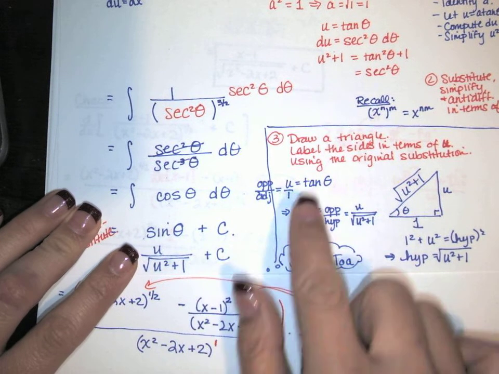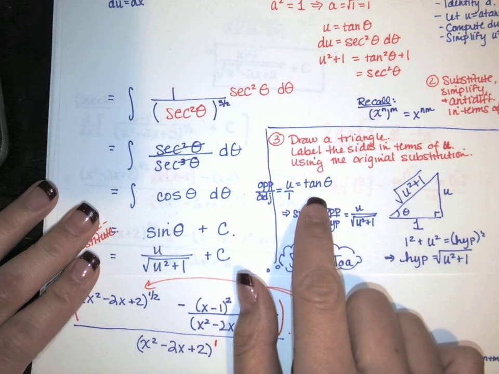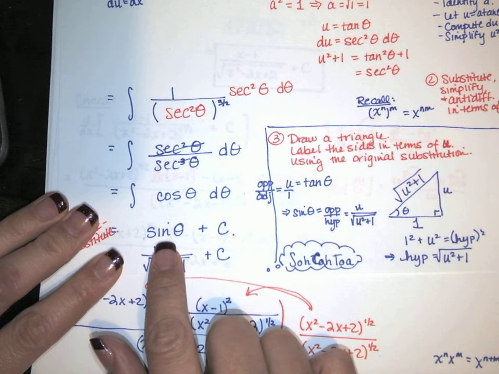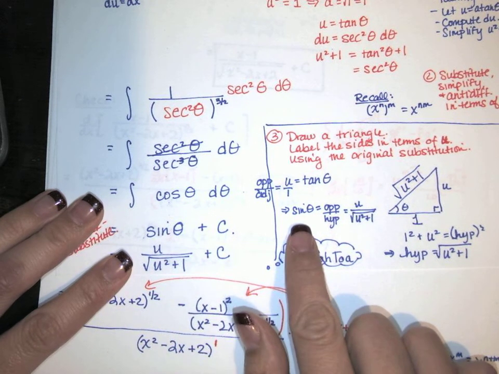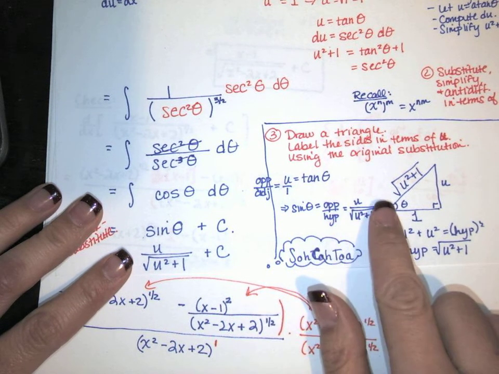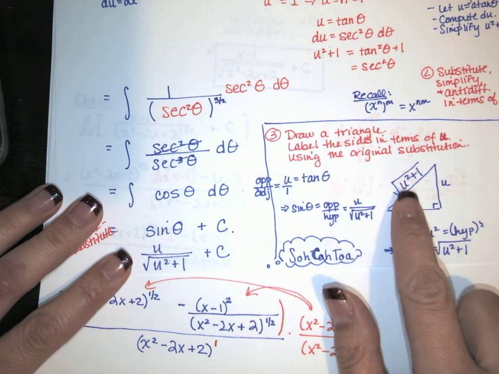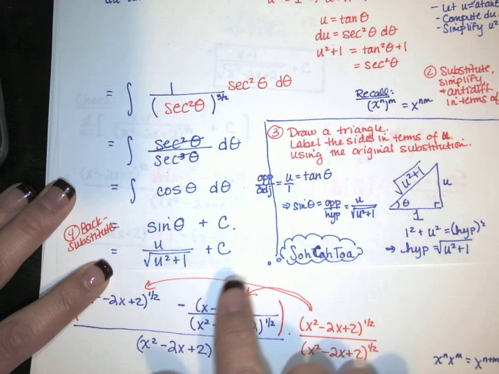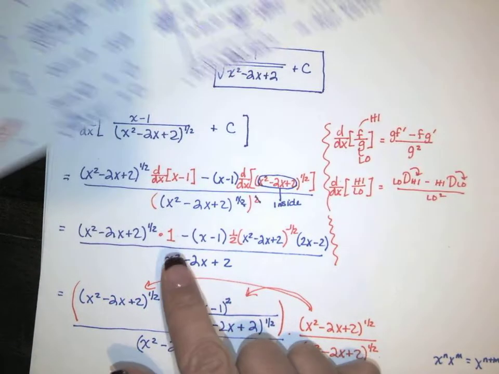How do we get this in terms of u? Draw our triangle. We'll label the sides. You label the sides using the original substitution. Then you say, okay, what do I need? I need a sine, S-I-N-E, of theta. So I look at my triangle. I know I need sine, which is opposite over hypotenuse. I find the opposite. I find the hypotenuse. I plug them in. That goes there. And then don't forget to back substitute. We back substituted sine of theta for this, and then we got to back substitute one more time.